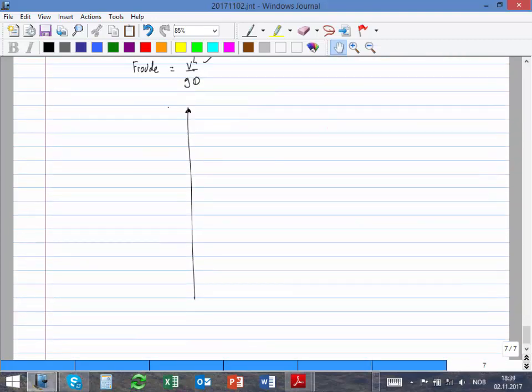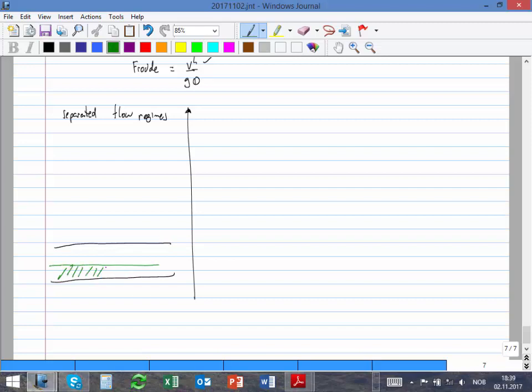And you can really see two things, okay? You have separated flow regimes, where you have basically stratified, and you have annular flow, and the annular flow, we make it here.